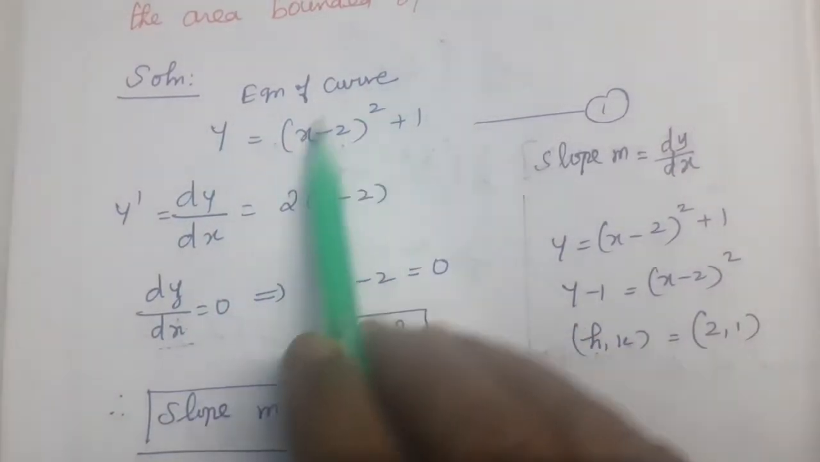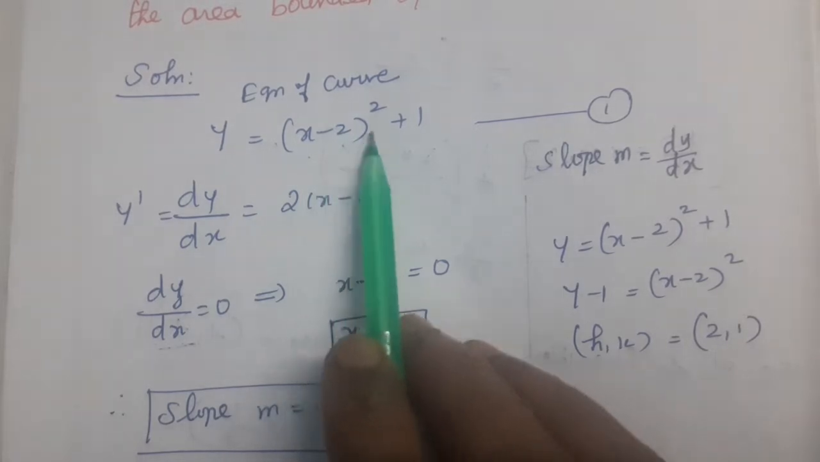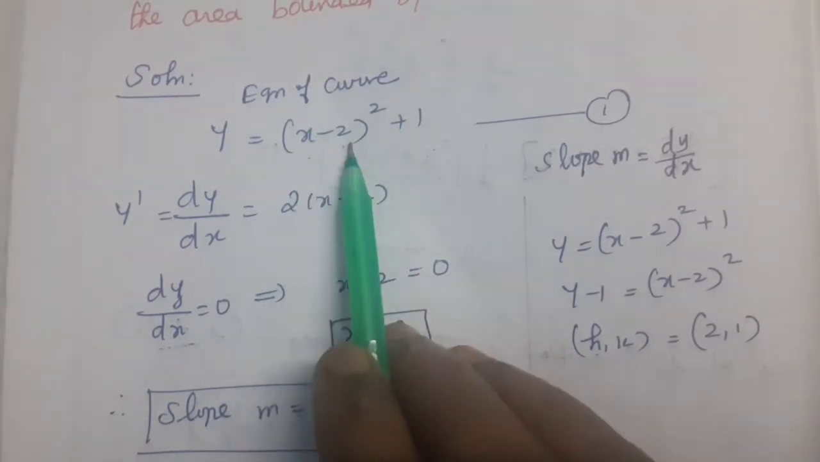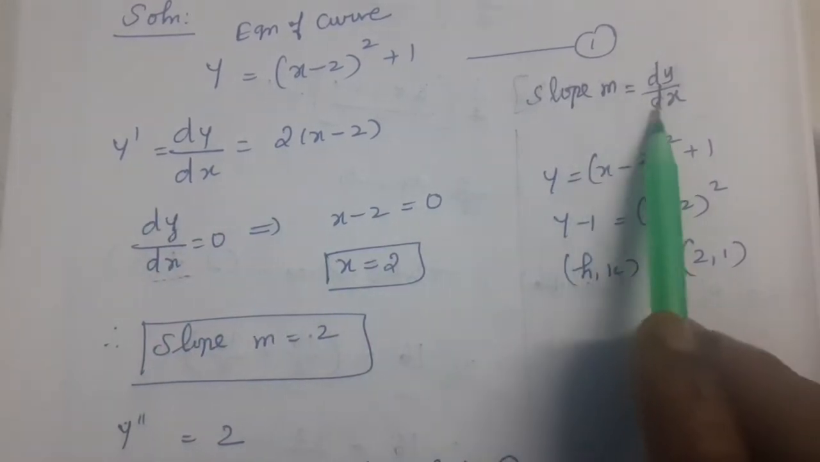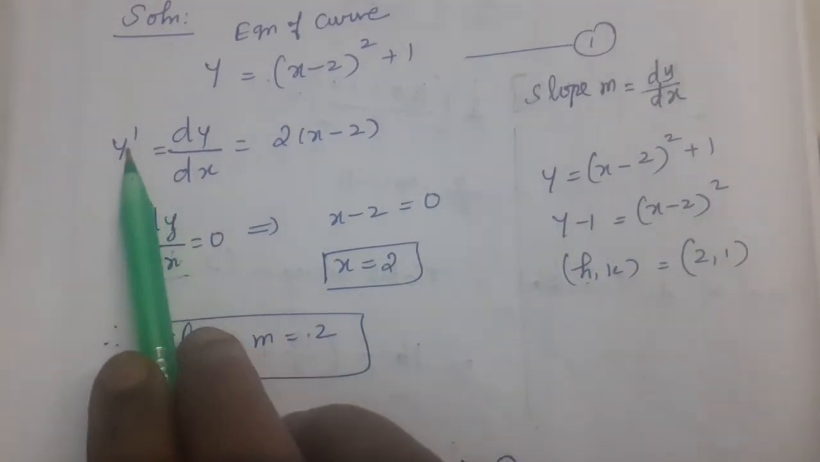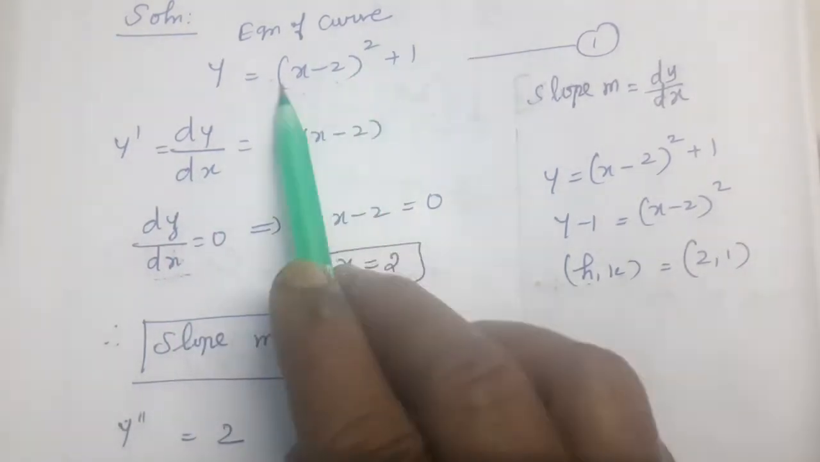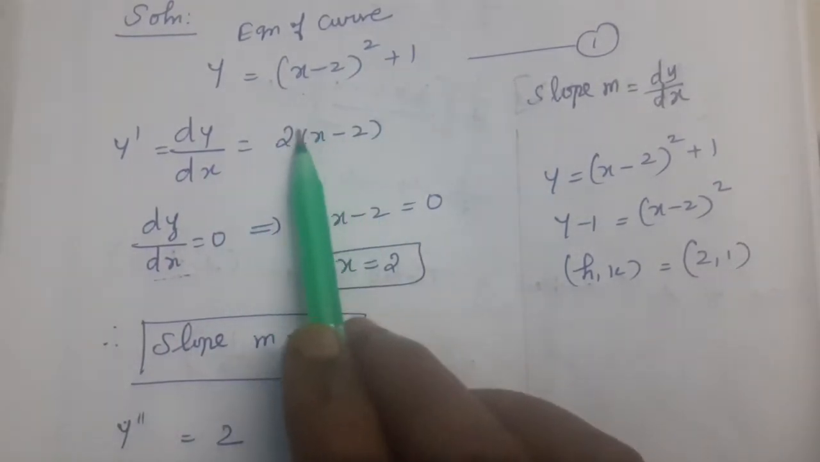What is the equation of the given curve? y equal to (x minus 2) whole square plus 1. The equation of the curve is (x minus 2) whole square plus 1. So what is the slope? The slope is nothing but m equal to dy by dx. Therefore first we find y dash. y dash equal to 2 into (x minus 2), since x square is differentiated to 2x.